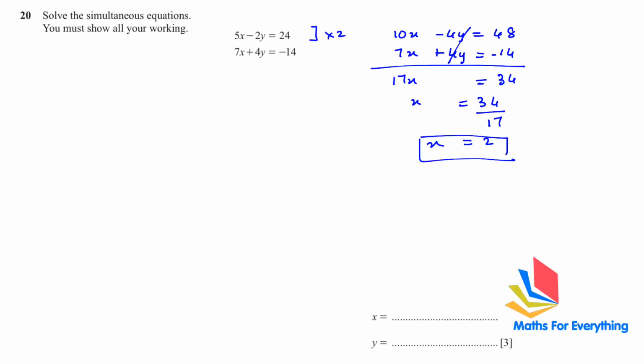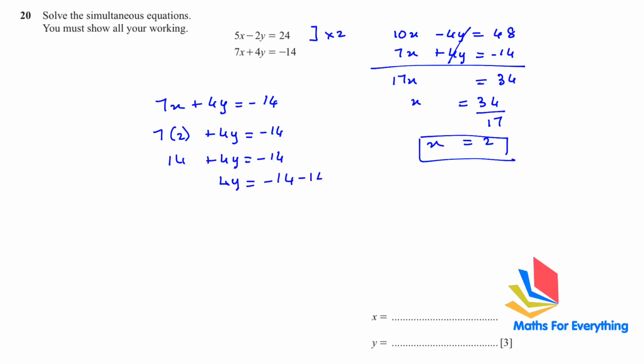Now substitute x is 2 in any equation you want. I'm going to substitute in 7x plus 4y is equal to negative 14. So 7 multiplied by 2 plus 4y is equal to negative 14. When I move the positive 14 to the other side, it's going to be negative. So 4y is equal to negative 28. And y is equal to negative 28 divided by 4, which is negative 7. So we found our x and y.